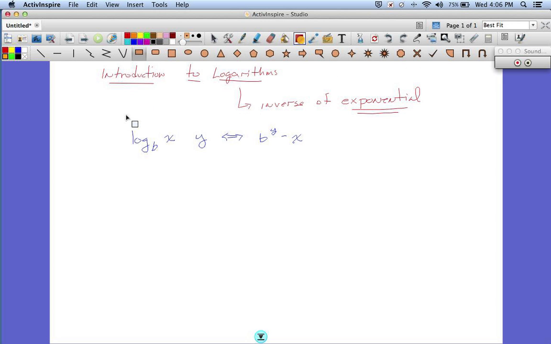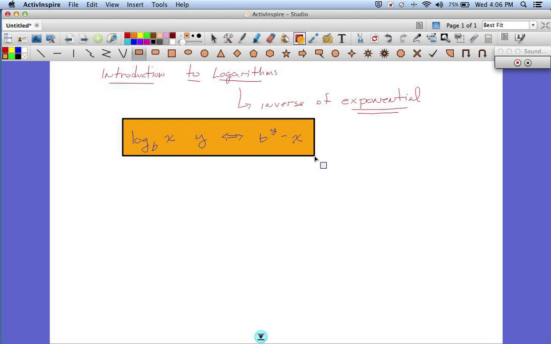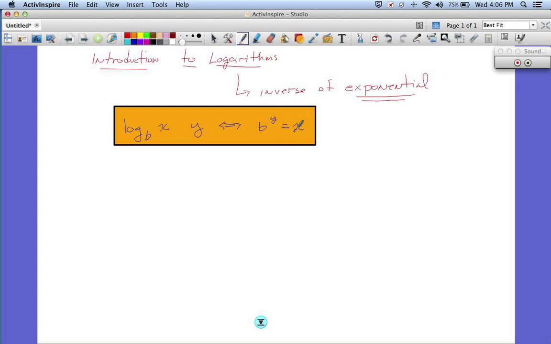I'm going to highlight that for us because that is something that we definitely want to have written there. And I noticed a little bit of something disappear here. That should be b to the y equals x, and that's an equal sign there as well. So I got some stuff disappearing on me. Bear with me here, I'll try to catch them all. At any rate, this is important to recognize.